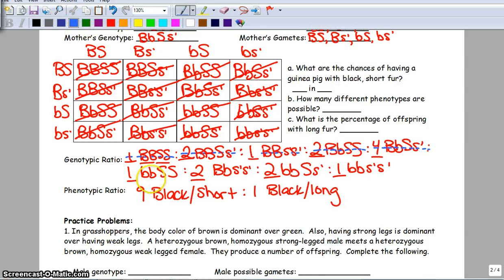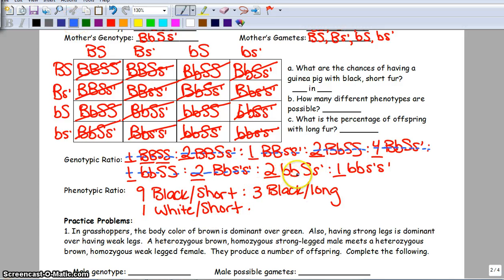We have little b, that's the recessive. So now we're on white, and big S is dominant. So that's short. So we need to start a new category. So we have 1 white short-furred guinea pig. All right, let's move on to the next one. Big B, that's dominant, so that's black. Little s is recessive, so that's long. So we have to add 2 more black long guinea pigs. So let's erase the 1, bump that up to a 3.